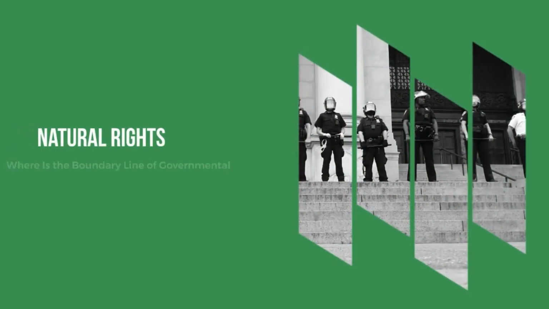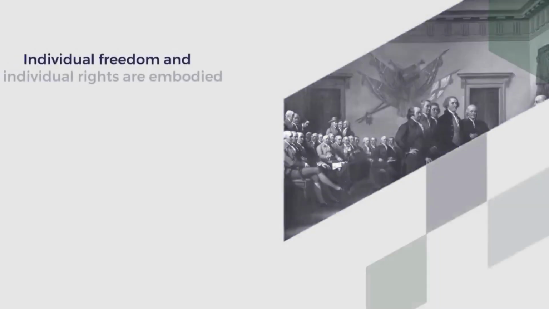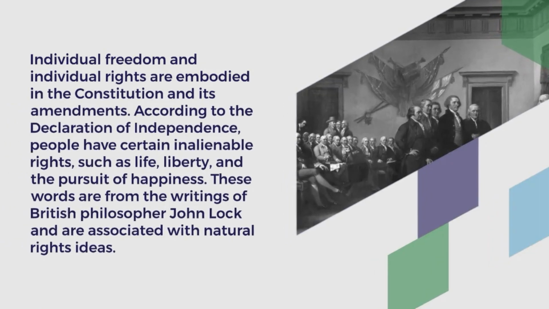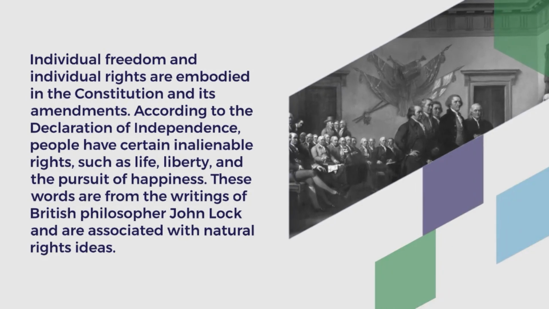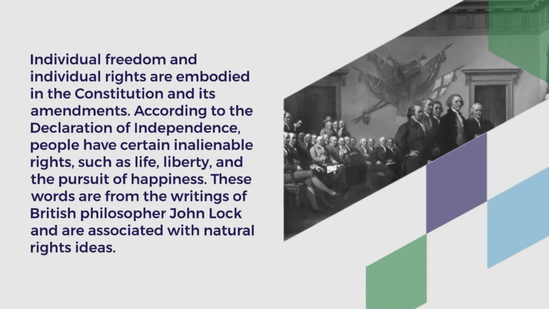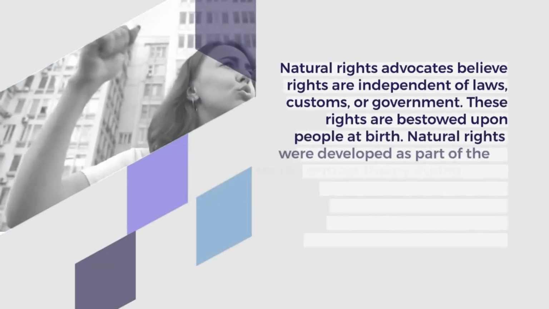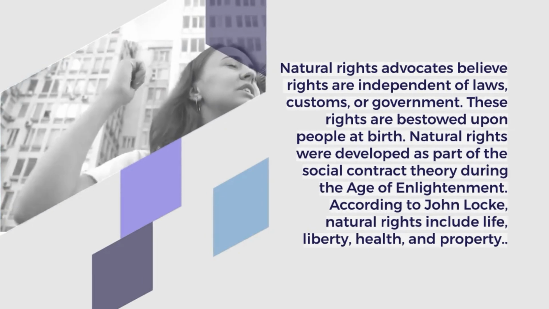Number 2. Natural rights. Where is the boundary line for governmental power? Individual freedom and individual rights are embodied in the Constitution and its amendments. According to the Declaration of Independence, people have certain inalienable rights, such as life, liberty, and the pursuit of happiness. These words are from John Locke, another English philosopher who lived in the 17th century, and are associated with natural rights ideas. Natural rights advocates believe rights are independent of laws, customs, or government. These rights are bestowed upon people at birth.